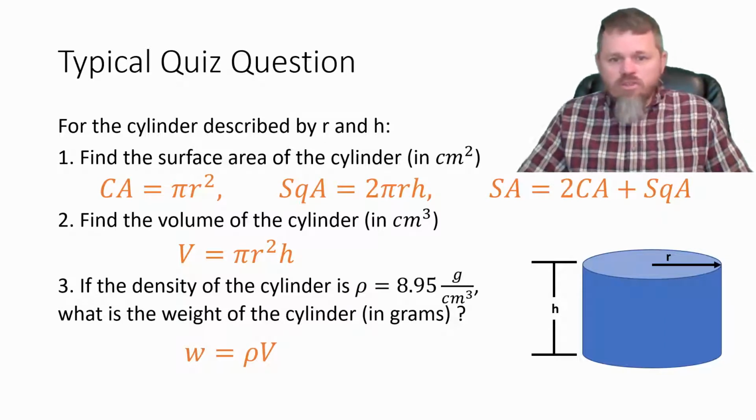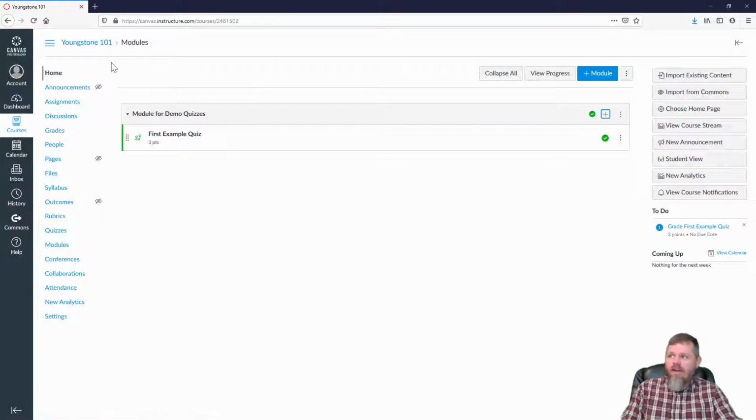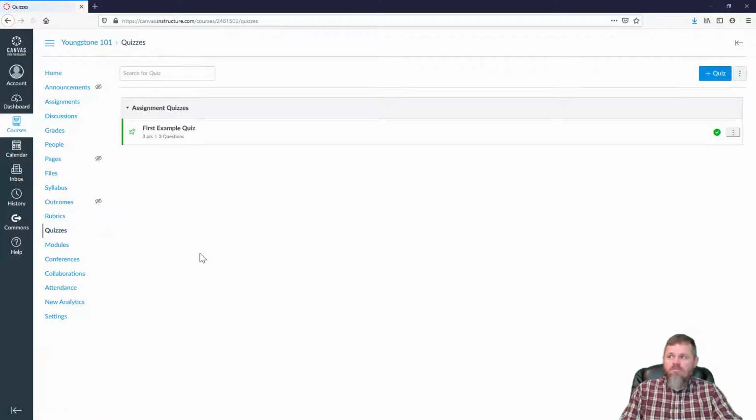So what I'm going to do is I'm going to show you how to create a quiz in Canvas where you can spend a little bit of time coding in Excel and then get this automatically graded for you. So let's take a look at the Canvas workspace. Okay, I'm in Canvas now, and I have my course. It's called Youngstone 1, and within that I've got a module already set up called Module for Demo Quizzes, and we can see we've already made our first quiz example. So the first thing I'm going to do is I'm going to go to the Quizzes tab, and we'll go ahead and create a new quiz.